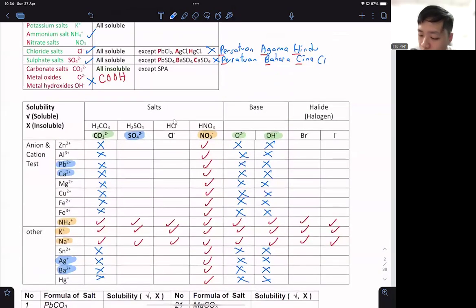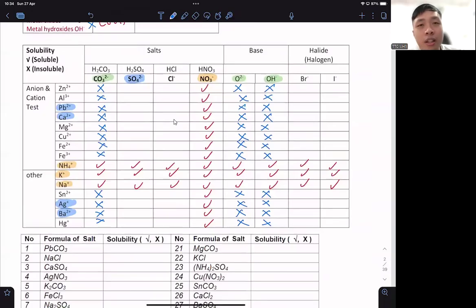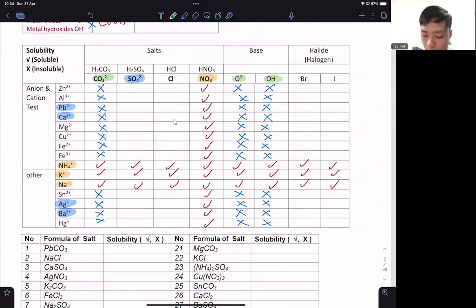Based on research, silver sulfate is insoluble, but normally in our syllabus Ag2SO4 doesn't come out a lot. So what I do is put a cross for these three, these four, and the others you put a tick. Remember this one, don't forget, because later you use this to prepare salts.